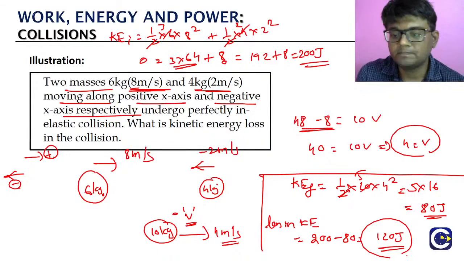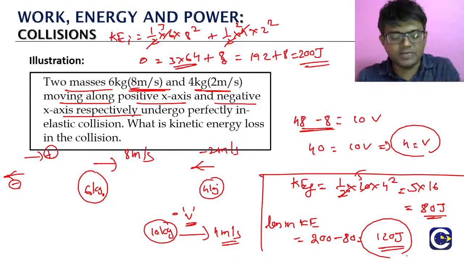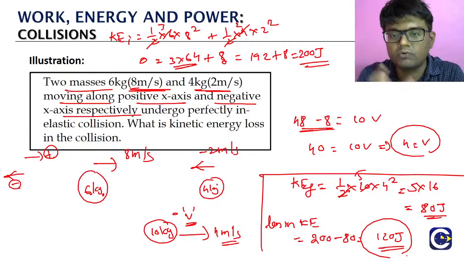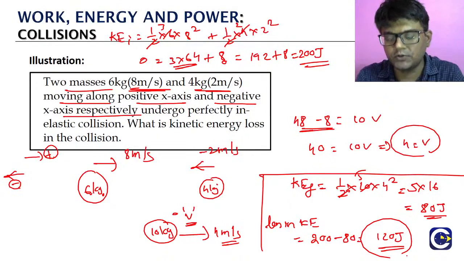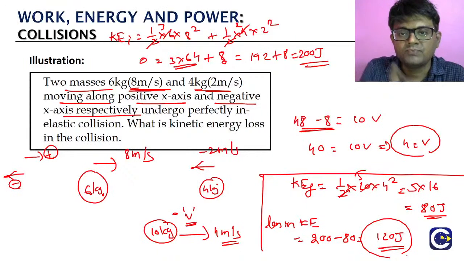120 joules. Now you need to understand one thing. In the previous question, look at the value, how much it is coming as? 120. It's a lot of amount of energy loss. If you try to calculate in terms of the percentage energy loss, this will be what? 120 is the energy loss, divided by original energy is what, 200, into 100. The percentage energy loss will be very high here.